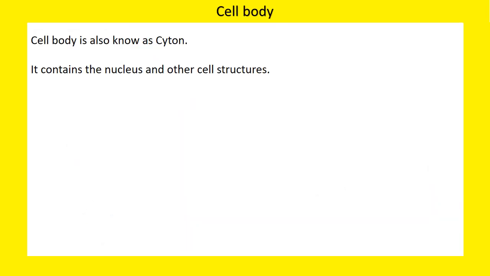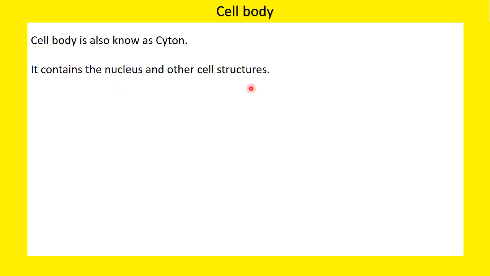So let's learn about the parts of nerves. First, we will start with the cell body. The cell body is also known by another name, which is cytosol. It contains the nucleus and other cell structures.